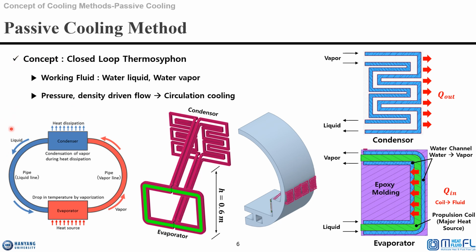Our passive cooling system utilizes a closed-loop thermosiphon comprising an evaporator and a condenser. In the right figure, the blue region is the water and vapor channel, the green region is the propulsion coil, and the purple region is epoxy. The thermosiphon effectively extracts heat from the coil and channels it to the condenser, positioned outside the tube, to dissipate it.